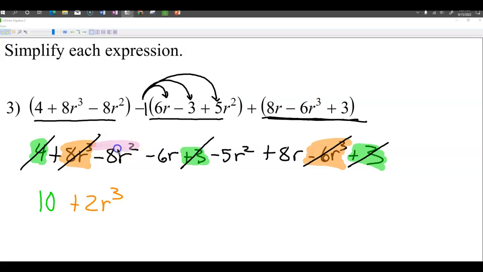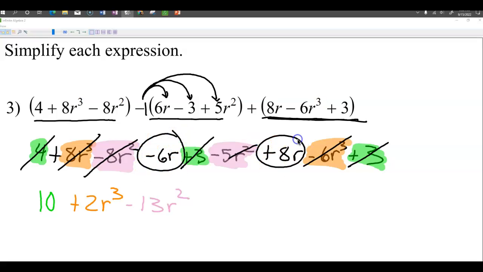Shakir, is there anything like the negative 8r squared? Mm-hmm. So negative 8 and negative 5. That makes negative 13, doesn't it? Okay, good. I felt a little insecure on my adding skills there for a second. All right. And the last one, we have 6r and 8r. Are these like terms? Yeah, so we can put those together. That's going to be 2r.